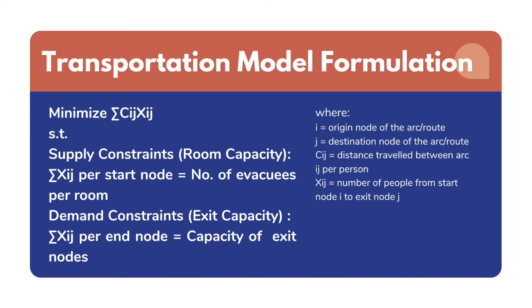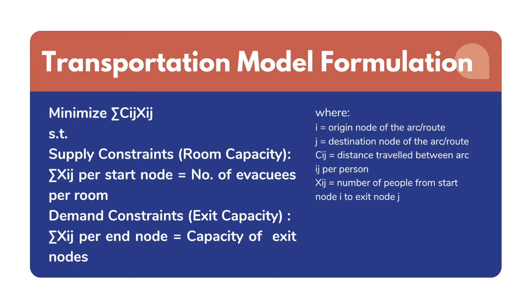Now, for the overall transportation model formulation, the problem is to determine how many occupants should be assigned to each exit stair or door in order to minimize the total distance that the occupants or evacuees will travel to escape the digital building. Therefore, we establish our decision variables as the number of people to be assigned from start node I to exit node J. The objective function represents the total distance for each route, where it should be minimized. Each term in the objective function reflects the distance traveled by the occupants from origin to destination.